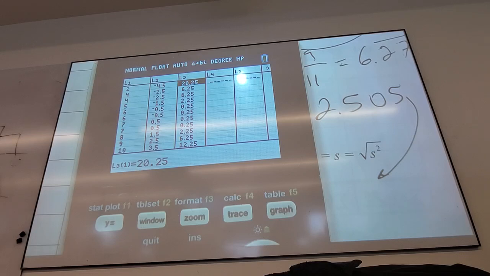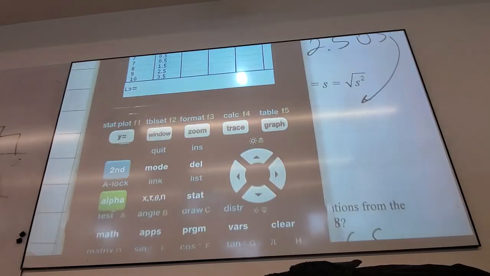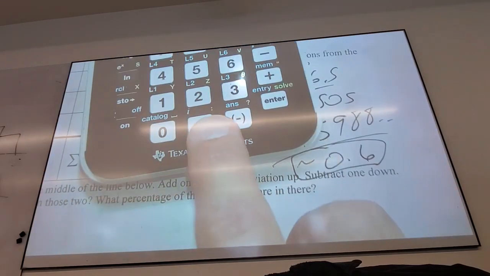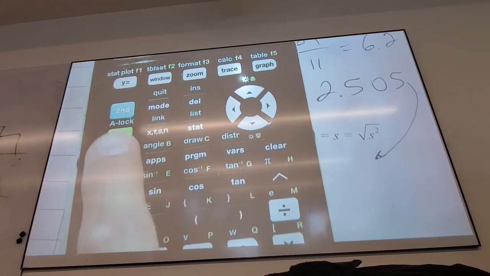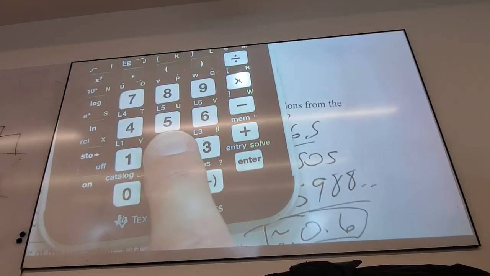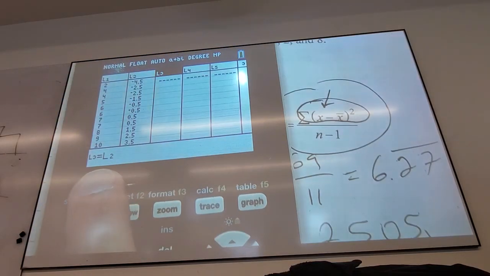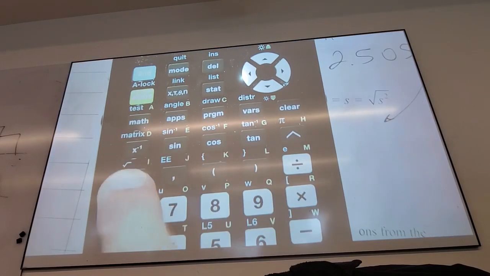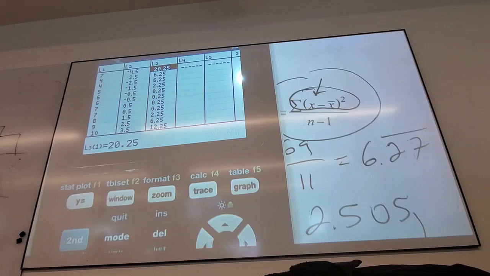Okay, yes? So to do that right, you go to list, you highlight the list, and then what do you press to enter L2? If you go up to L3, see how at the bottom it says L3 equals? L2 is right there. So hit second 2. So now it's going to set it to L2. And I want L3 to be L2 squared. Got it. Okay. Thank you. You're welcome.